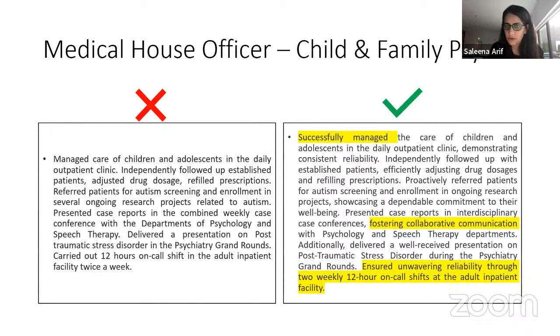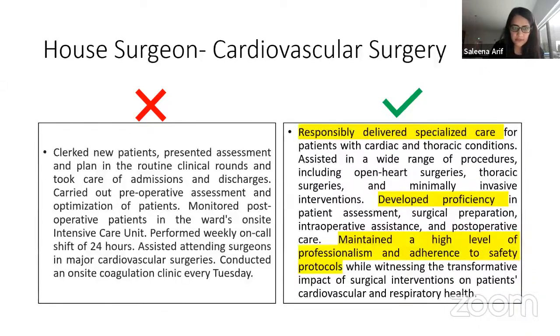This is from medical house officer. A lot of us did child and family psychiatry when we were preparing for our USMLEs. Back then, very naive, just a simple list of what I did, but now you want to use some buzzwords, some action-oriented words, any particular example that you may have. So you want to say you successfully managed the care of children and adolescents, you fostered a collaborative, communicative environment, or you ensured reliability through your on-call shifts, or whatever example that you may have.